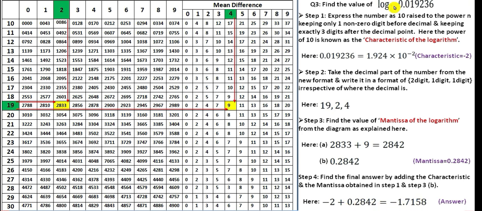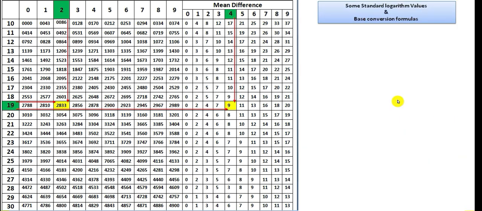Okay. I have mentioned from the starting itself that this table can only give you the answer in base 10. You have seen all these 3 examples, and in all of them we did the calculation in base 10 only. Now, we have to see how to do it if the numbers are not in base 10, or if the logarithm given is in some different base. In that case, this is the method. What is that? There are some standard logarithm values and some base conversion formulas. Let us check what they are.